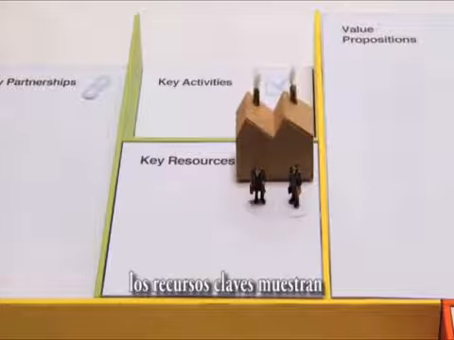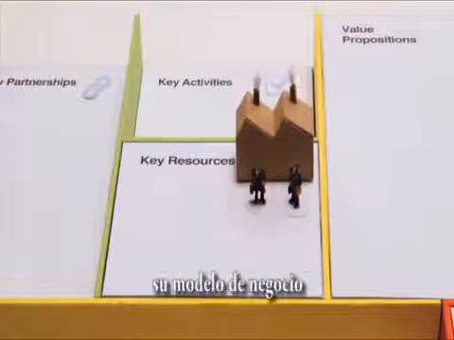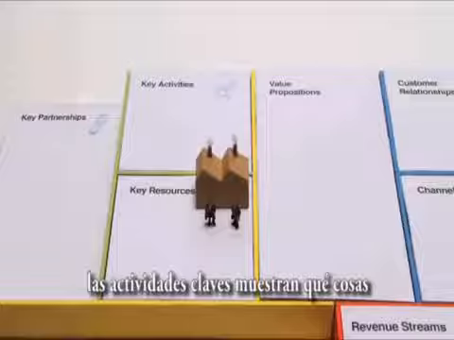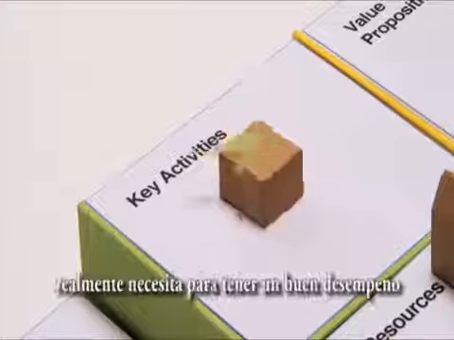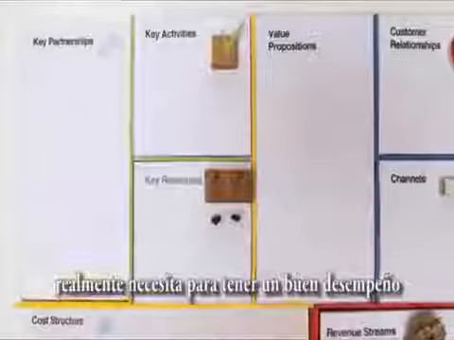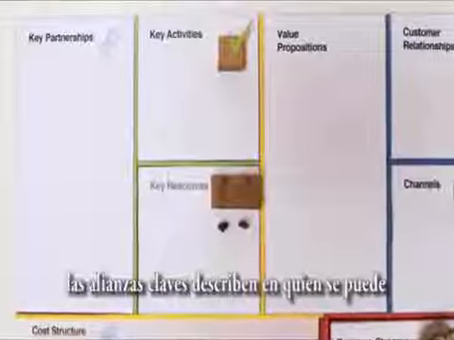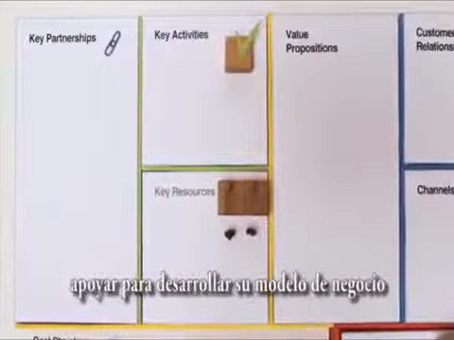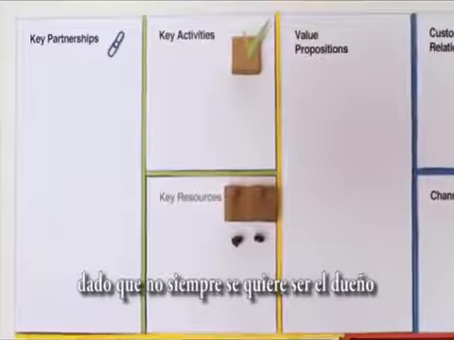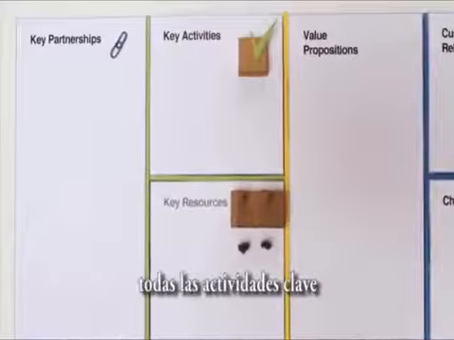The key resources show which assets are indispensable in your business model. The key activities show which things you really need to be able to perform well. The key partners show who can help you leverage your business model, since you won't own all key resources yourself, nor will you perform all key activities.